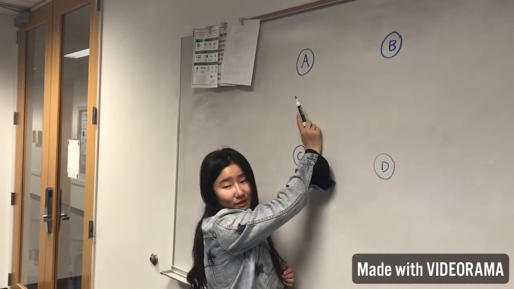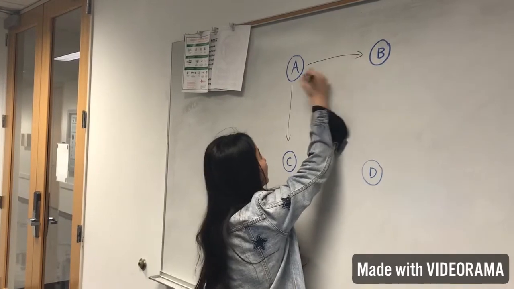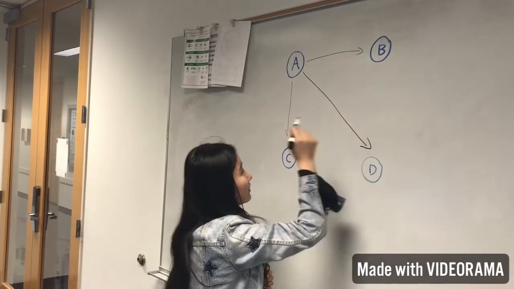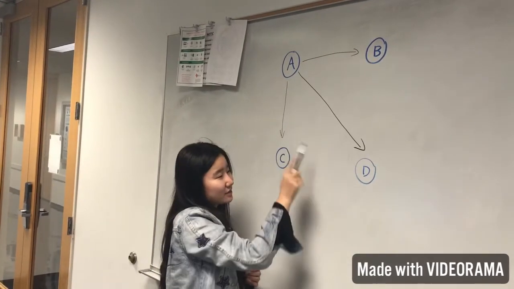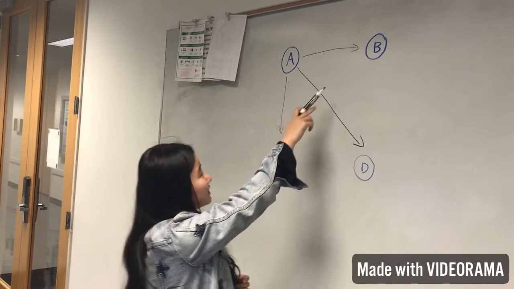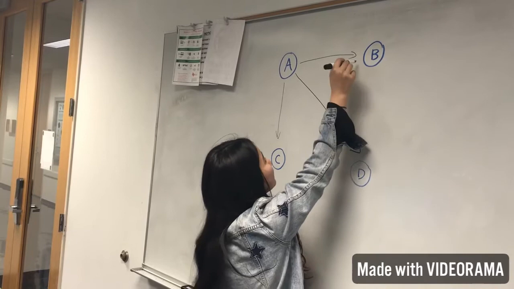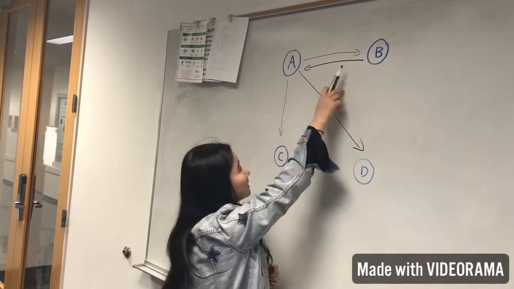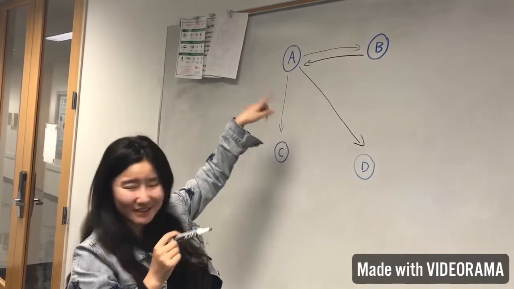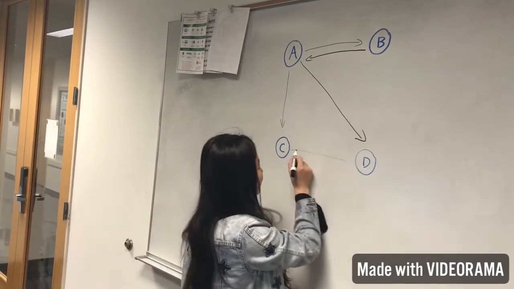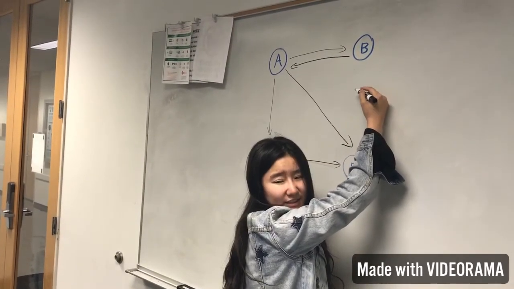For website A, we can see there are 3 lines, from A to B, A to C, and A to D. That means website A links to 3 pages. And do the same thing for B. B links to A, so now it's 1 line. That means B only has 1 line linking to A, and we do the same thing for C and D.